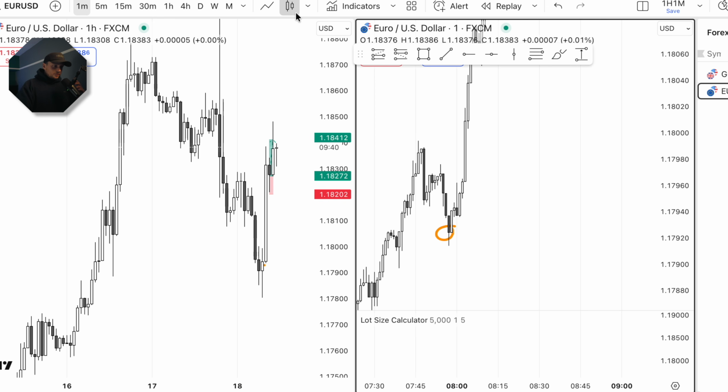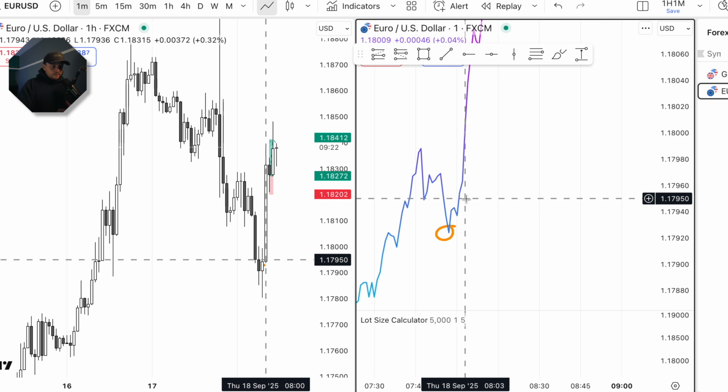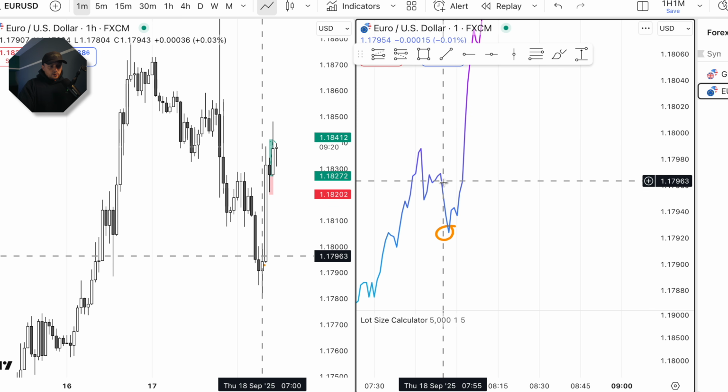Let's have a look on the line chart to hopefully illustrate it better. This way I like having line chart favorited, just so we can quickly look at the line chart and then get back to candles, just because like I say, we are trading in the 1 minute, so we do have to be quite quick. But on the line chart here, we can clearly see lower lows and lower highs.